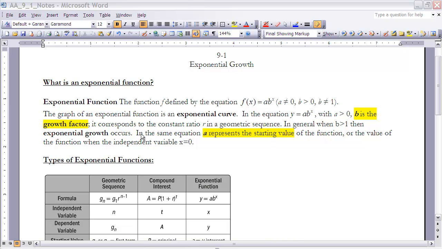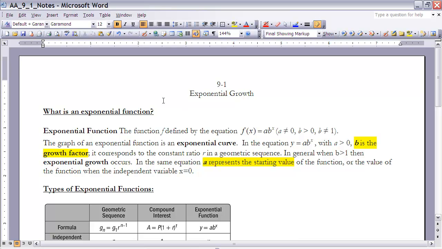And in the same equation, a represents the starting value. That's where we start out. That's the value of the function when the variable x is 0. So those are some key components about exponential functions.